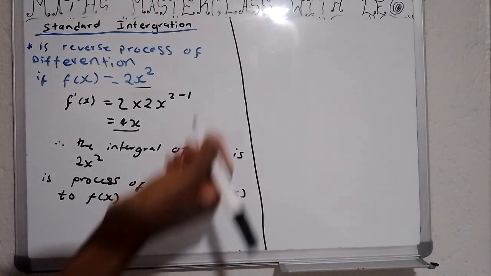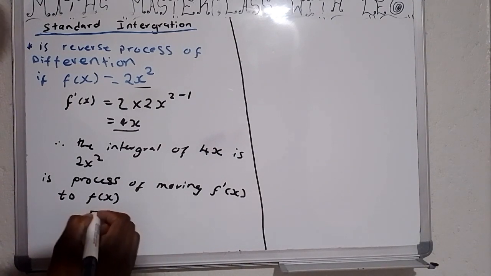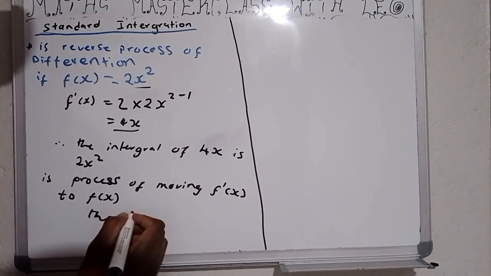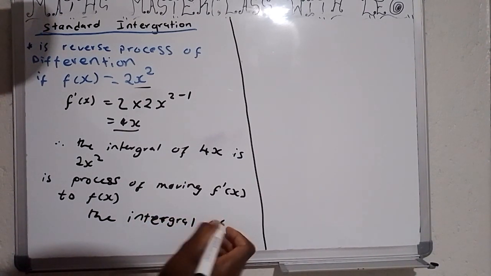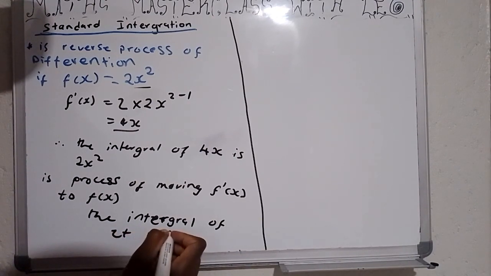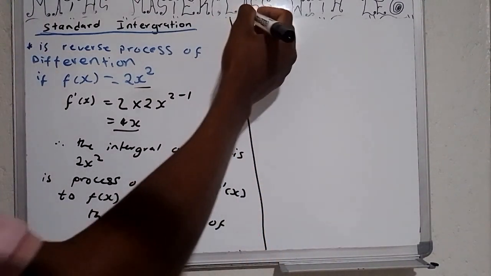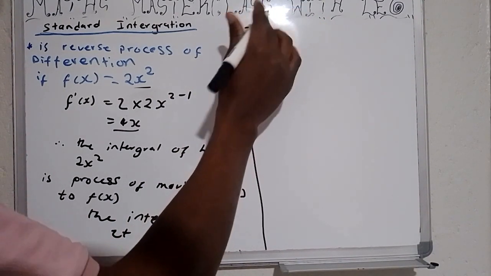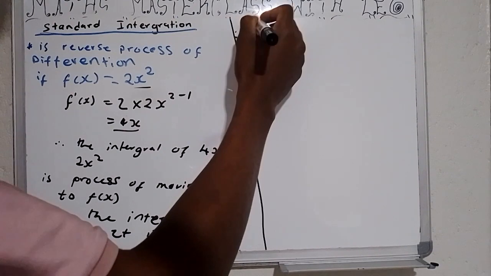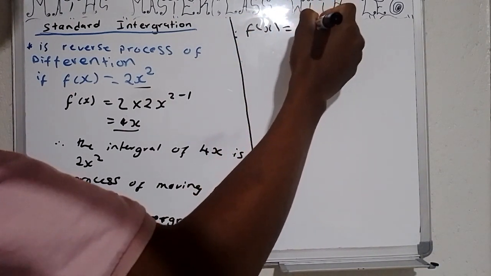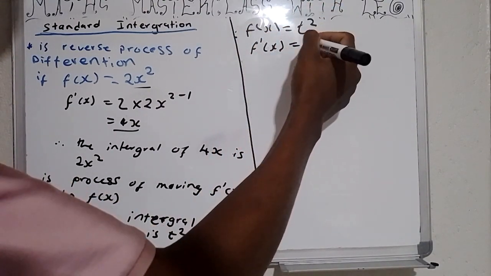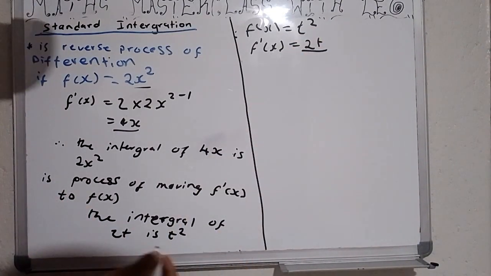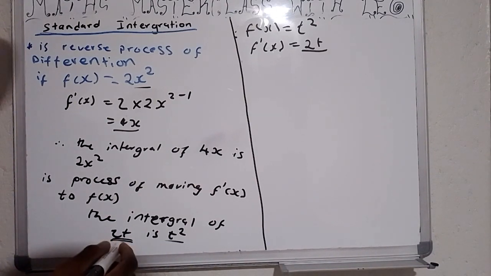And then if we are given the integral of 2t, it is simply t squared. Because remember, when I have f of x which is t squared, when I differentiate it, I'm going to have f dash of x, which is equal to 2t. But I wrote this as an integral. So this is the integral of that, right? This is the integral of that.